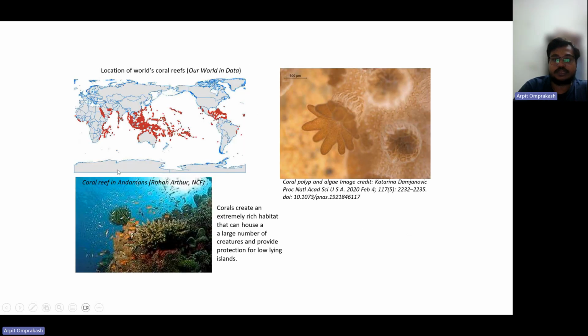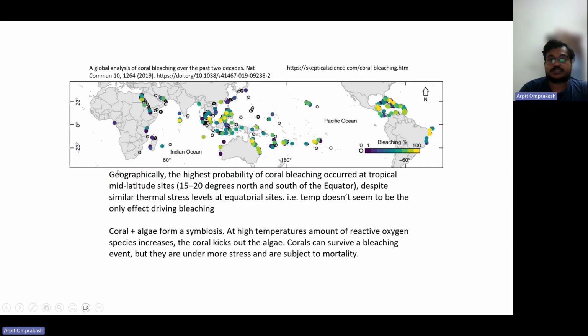Then we look at coral bleaching, which is happening because of ocean heating. The coral and the algae live in a symbiosis, and at higher temperatures, with the ocean heating up from global warming, the amount of reactive oxygen increases, and the coral starts to kick out the algae from the symbiosis, right? The corals can survive a bleaching event, but they are under more stress and subject to more mortality because the algae are not there anymore, right?